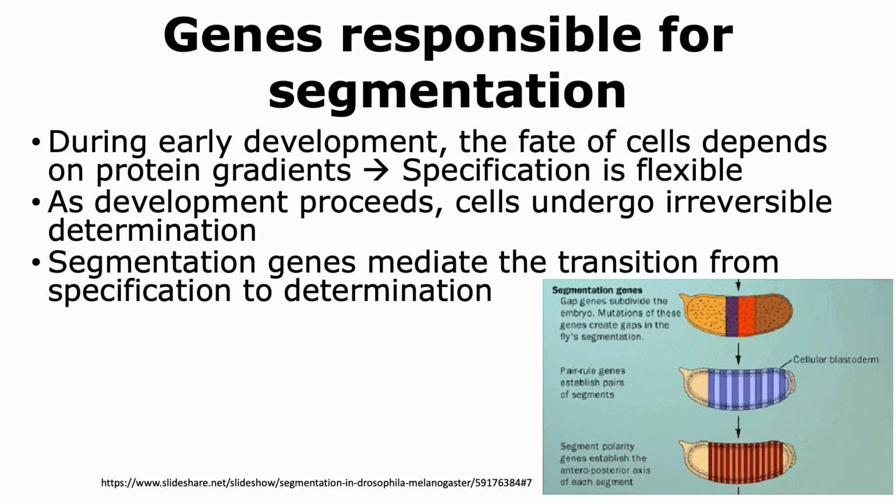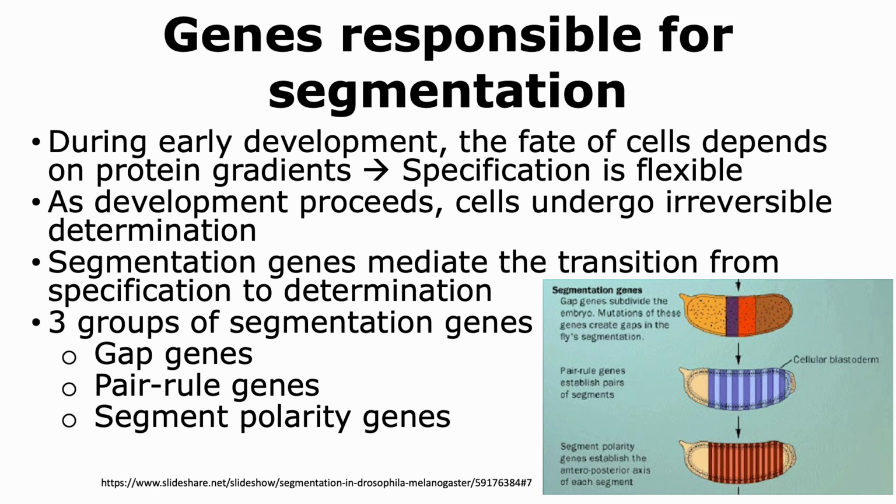When we look at what genes play an important role in the segmentation process, we have been able to identify 3 groups of segmentation genes. They include the gap genes, the pair rule genes, and the segment polarity genes. These 3 groups of genes aid in the process of segmentation in the developing embryo.